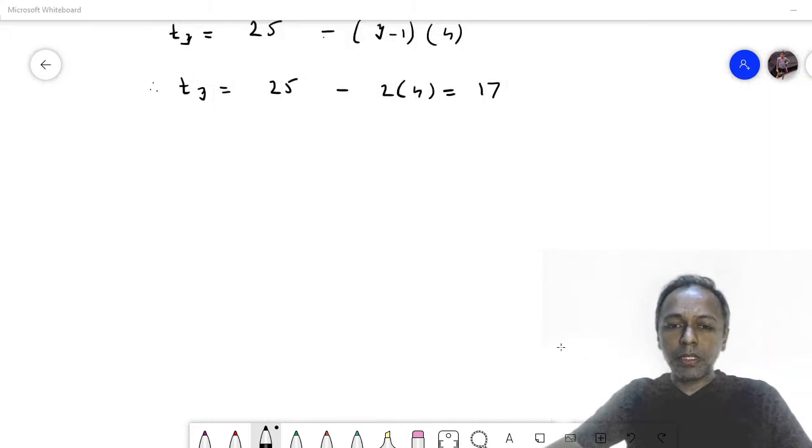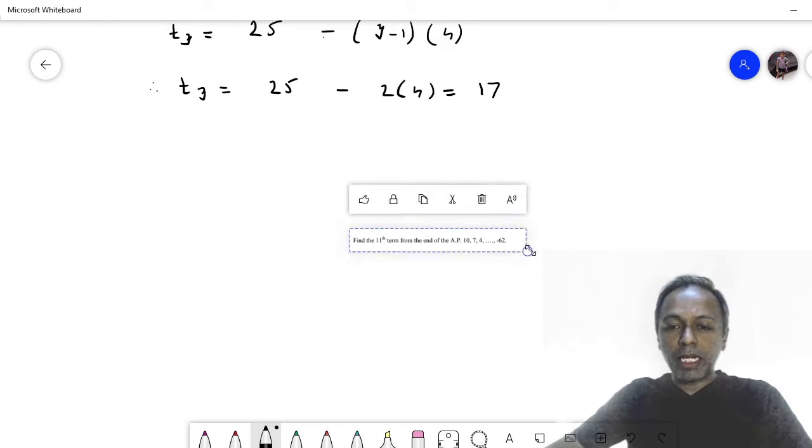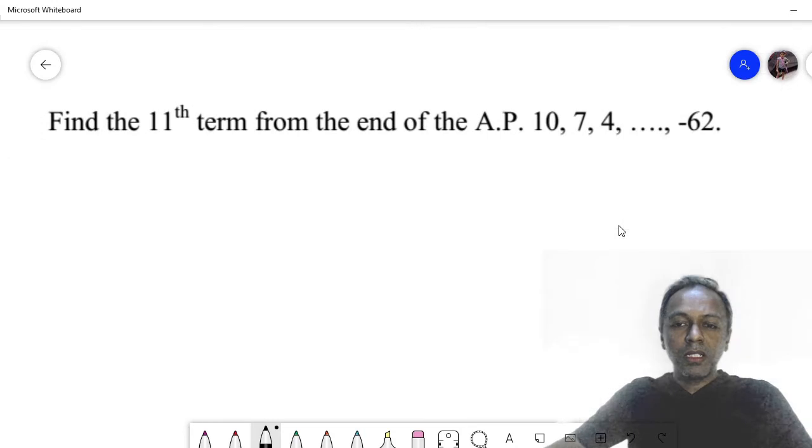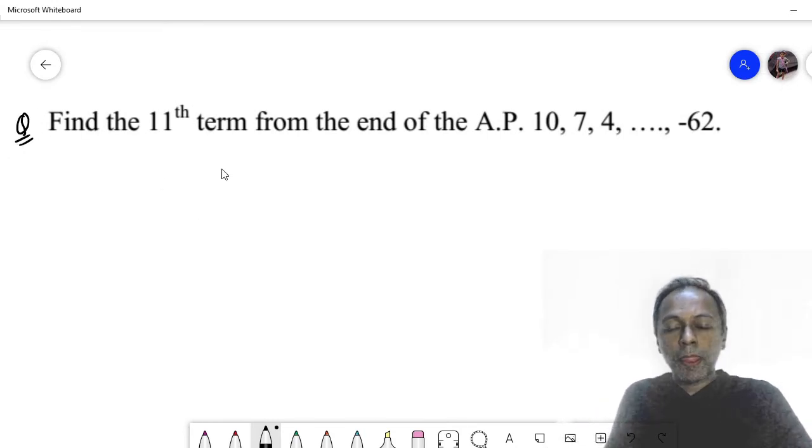Let us take an example to make you understand this more nicely, so that you get more clarity on this type of problem. Say we ask you to find the 11th term from the ending of such an AP.